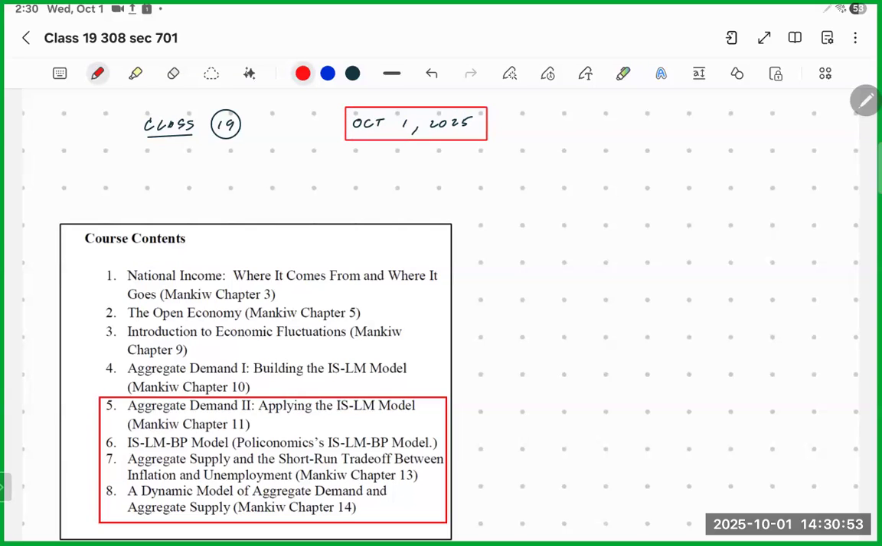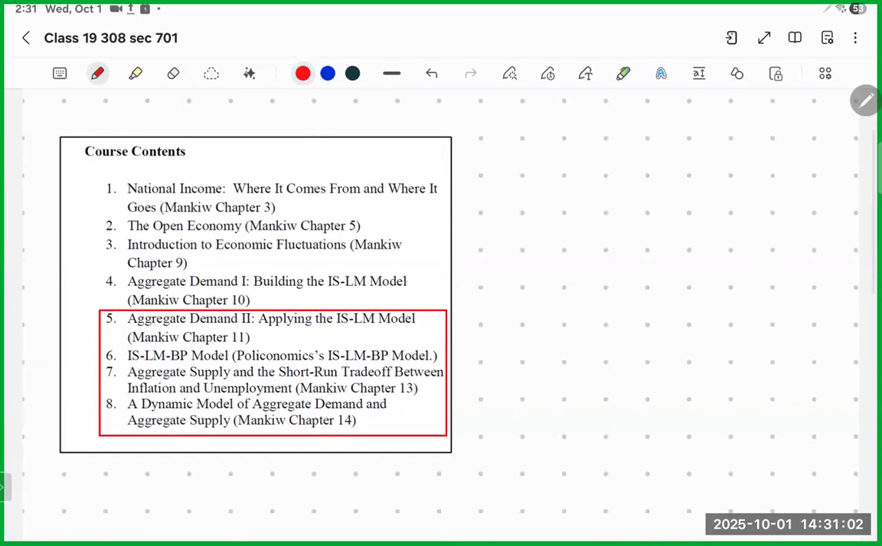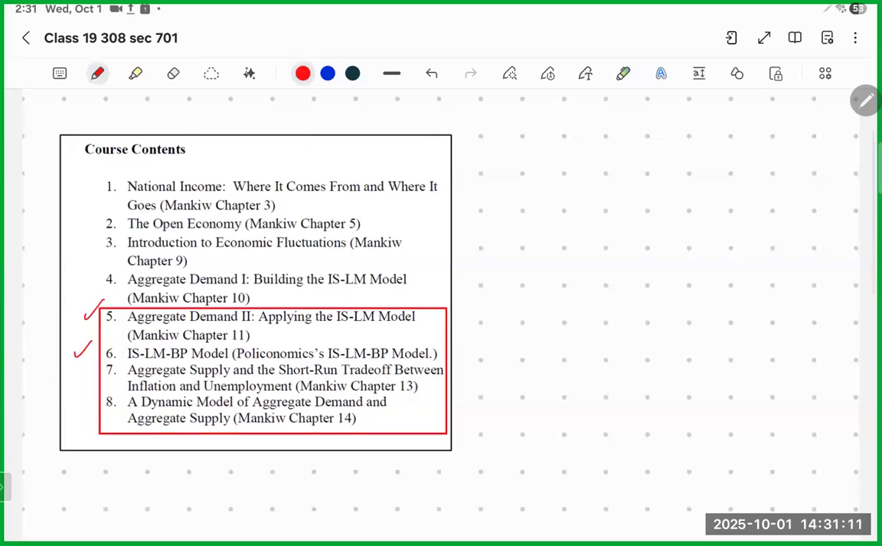Okay, so good afternoon, everyone. Today is going to be class 19. I'm going to start with the course contents. As you will see here, we're done with chapter 5, the IS-LM model. We're done with chapter 6, IS-LM and BP. We're done with chapter 7, aggregate supply and the relationship between inflation and unemployment, the Phillips curve. So today we're going to go to the last chapter, chapter 8.